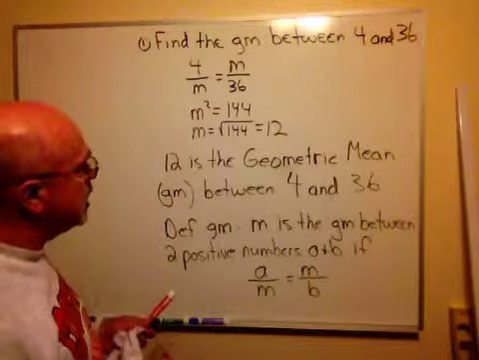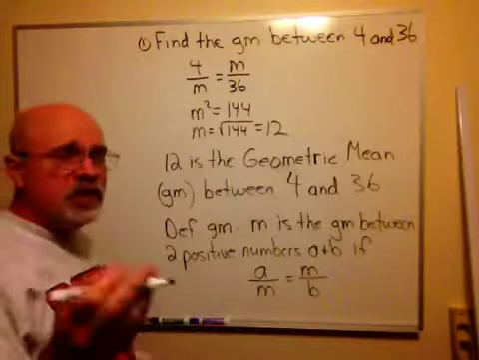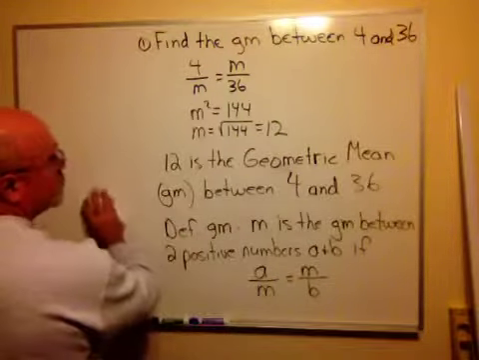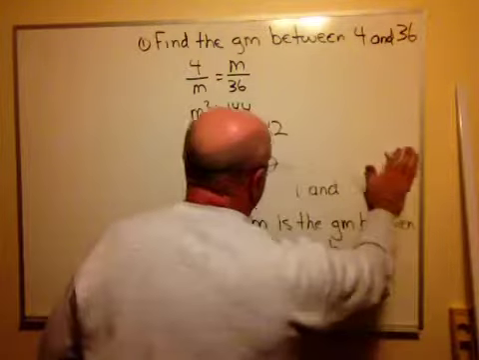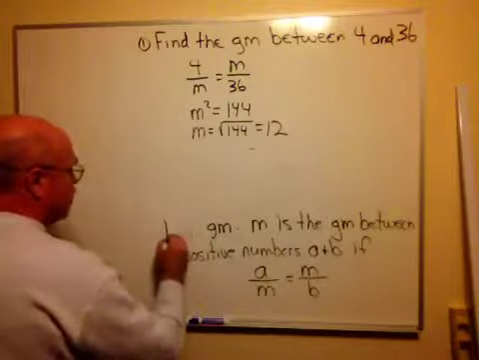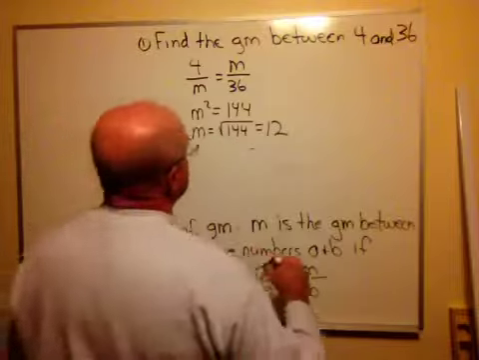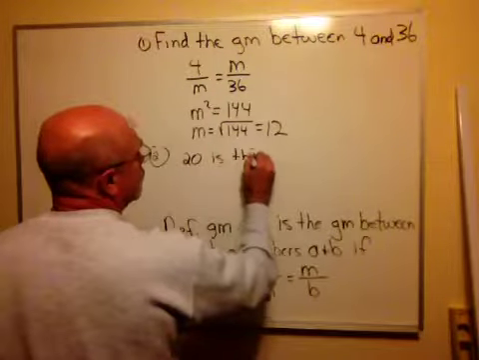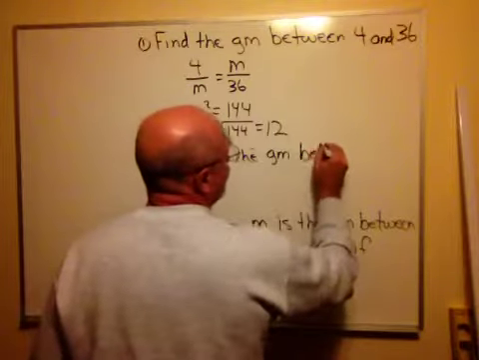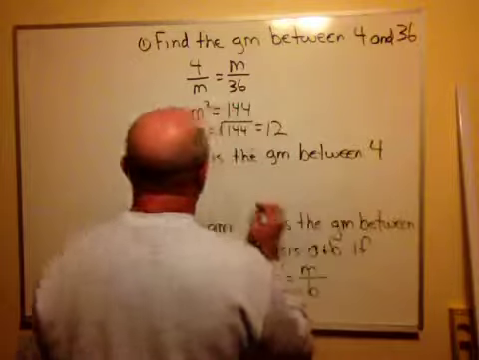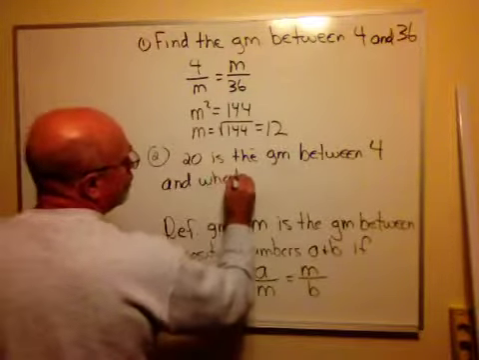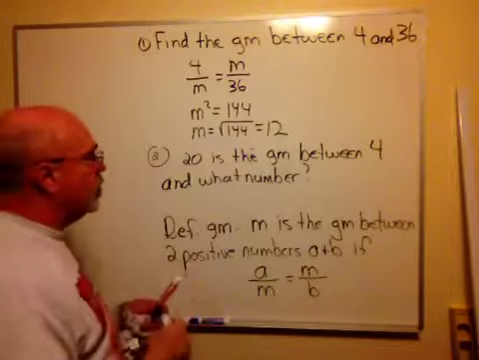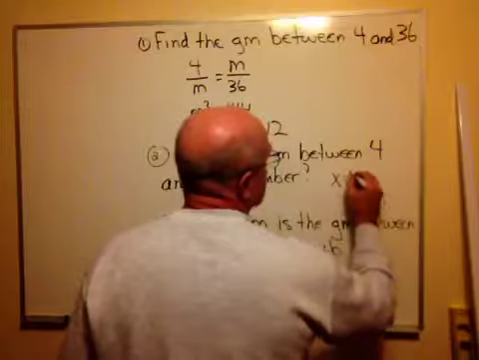Okay, let's show a second example of using this definition of geometric mean. This time we'll know the geometric mean and we'll be wanting to find one of the other two numbers. We'll leave the definition down here again. So in this one, we're going to say that 20 is the geometric mean between 4 and what number? Well, to get going, we'll need a variable. Let's let x stand for the number.